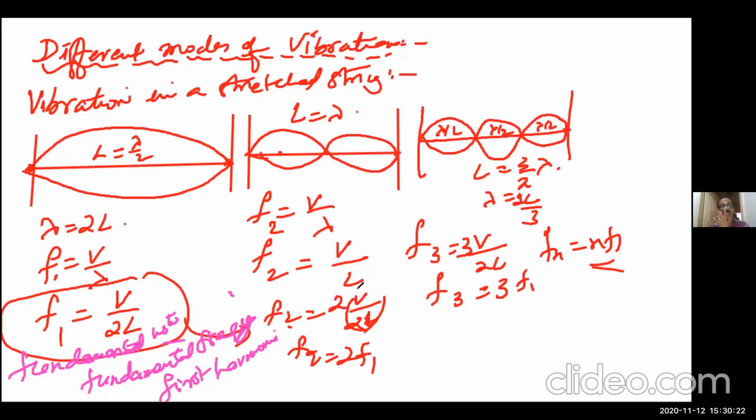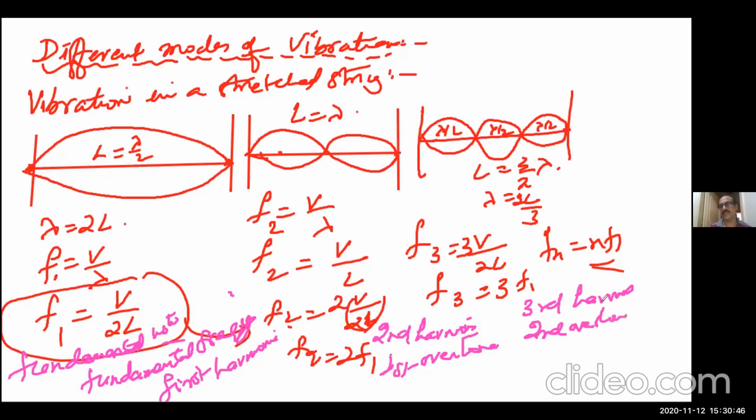In the second case, second harmonic, but first overtone. This is called overtone. See, tone, one extra coming, overtone. This is second overtone, third harmonic. This is the way it is classified. Nth harmonic, but n-1th overtone.